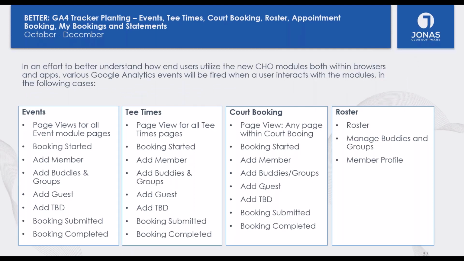We also have added Google Analytics tracking, so Google Analytics 4 tracker planting for a bunch of different scenarios in most of our modules, really focusing heavily on booking started, booking completed. We're going to be tracking some statistics in terms of conversion rate for those people that start a booking, how many of them successfully complete it. But there are page view checks as well as anytime a member is added. So we're just trying to get a better idea of how people are using the modules, how people are using the apps. This information right now is sort of our data, but we will be making this available to clubs through a feature within the mobile app as well. So that'll be coming in due time.